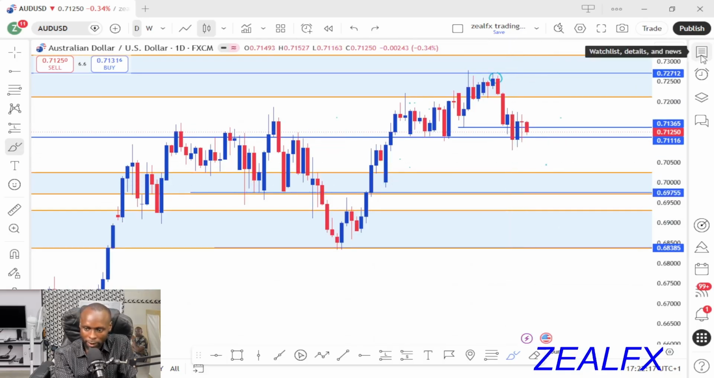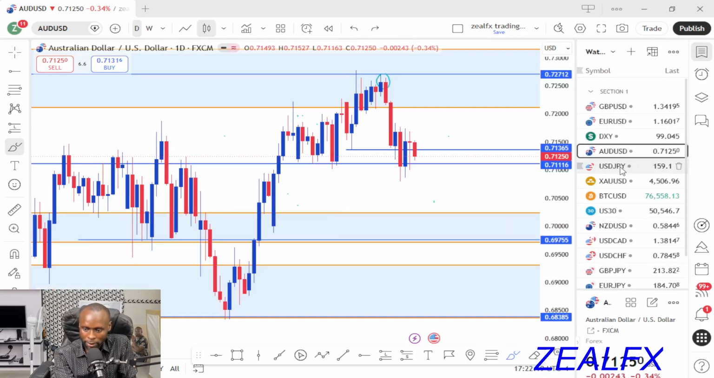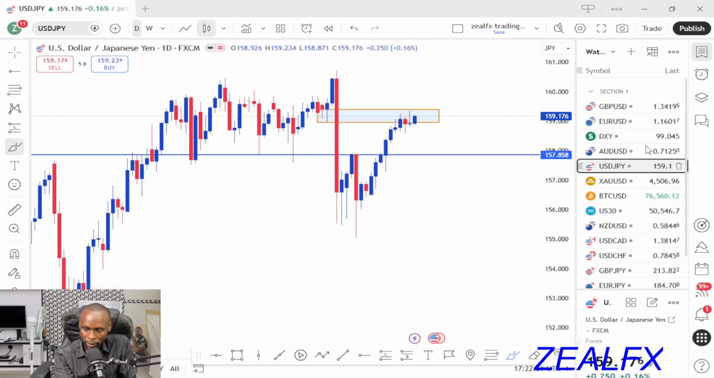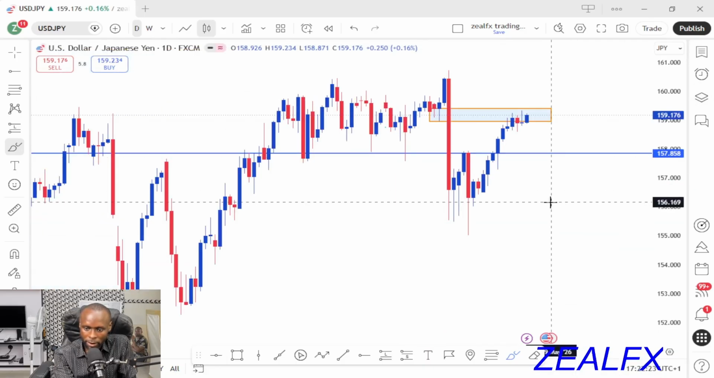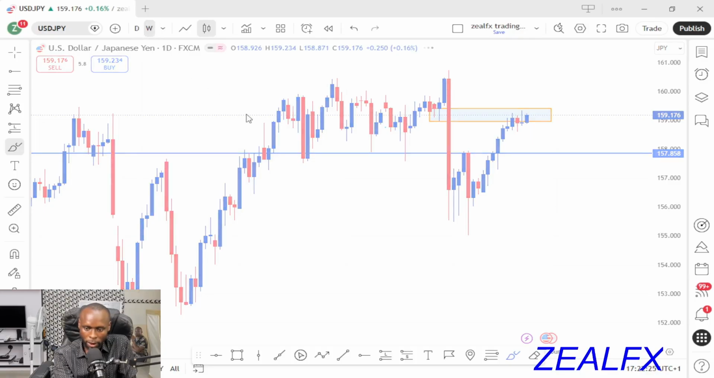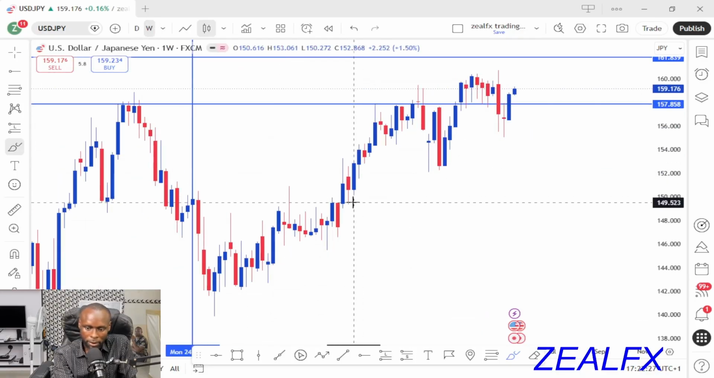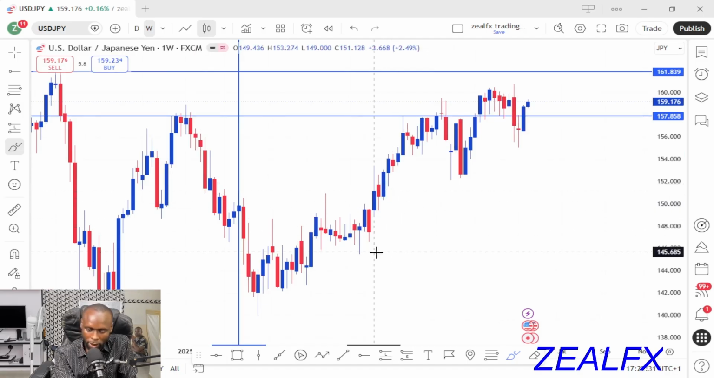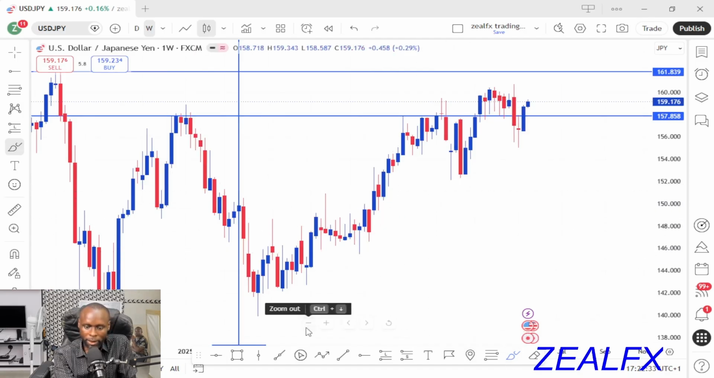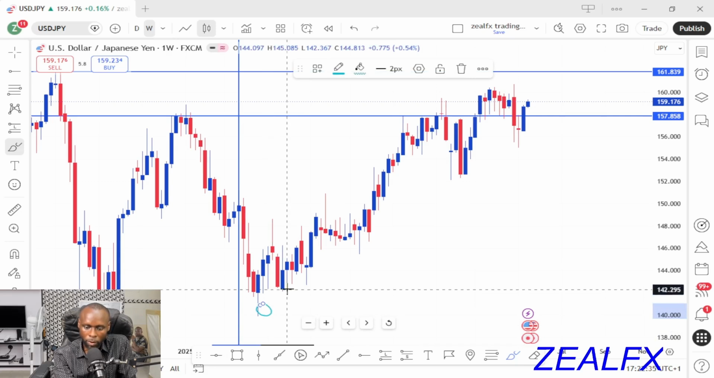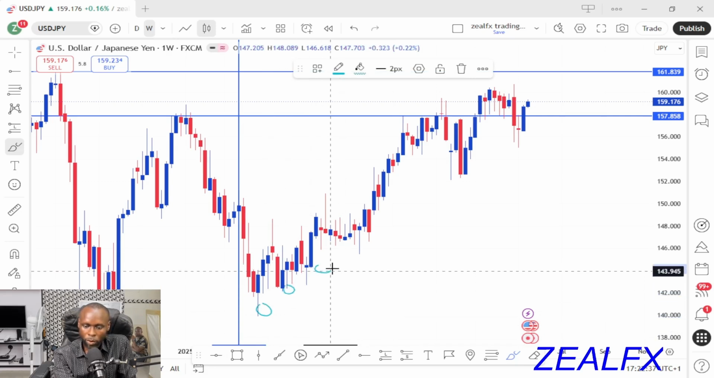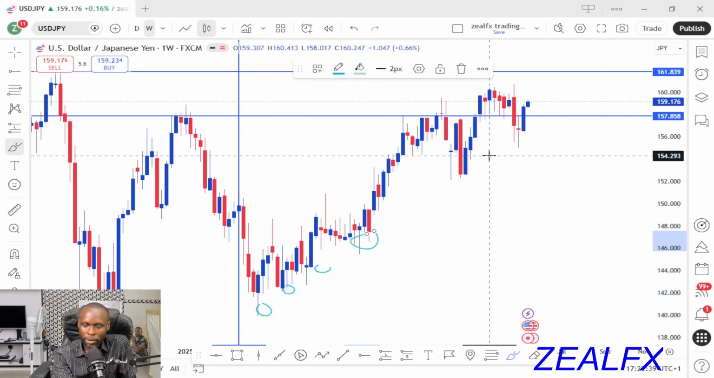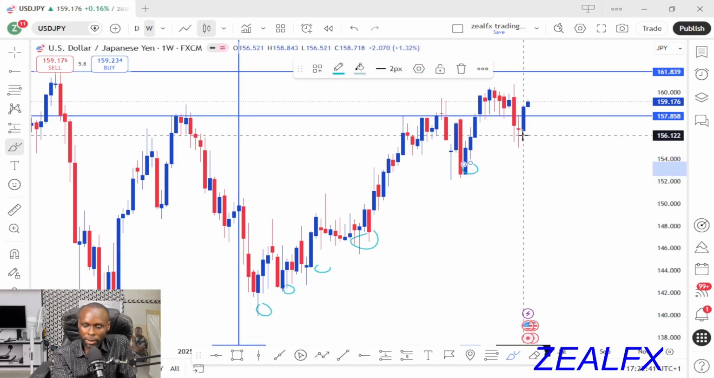So let's look at our next pair, which is the USDJPY. Let's start from the weekly time frame. Let's start with the trend of the market on the weekly. On my weekly time frame, we can clearly see that we have this lower low and a series of higher lows. So price creates this series of higher lows, which shows that there's a strong bullish momentum for the USDJPY.